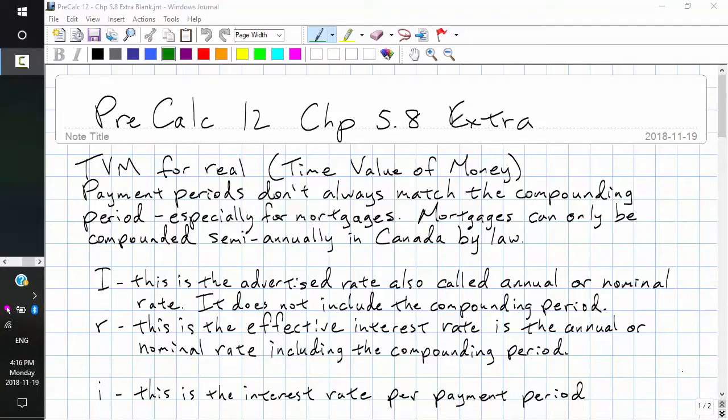Hi, this is Pre-Calculus 12. This is an extra section for Chapter 5.8. We're looking at the time value of money, TVM, for real. What you have in the textbook does not handle all cases.